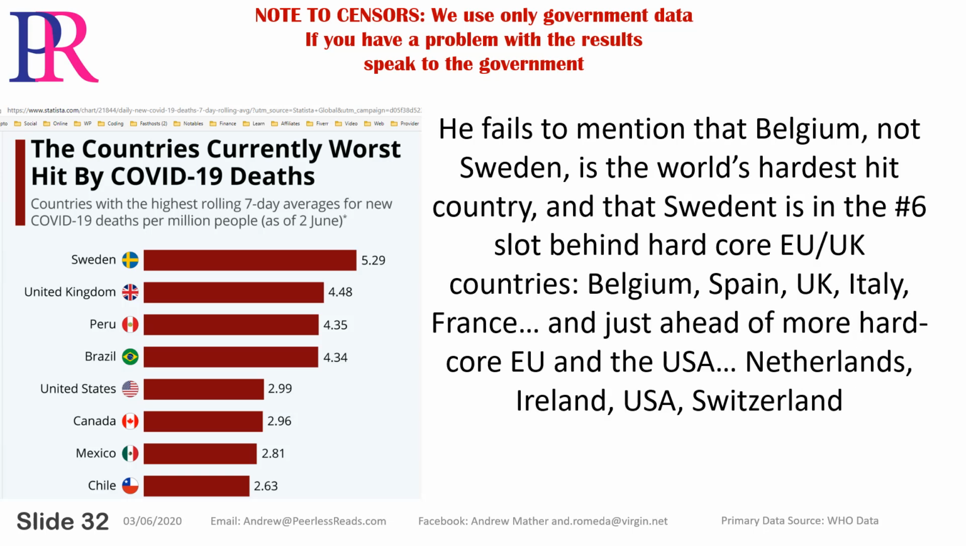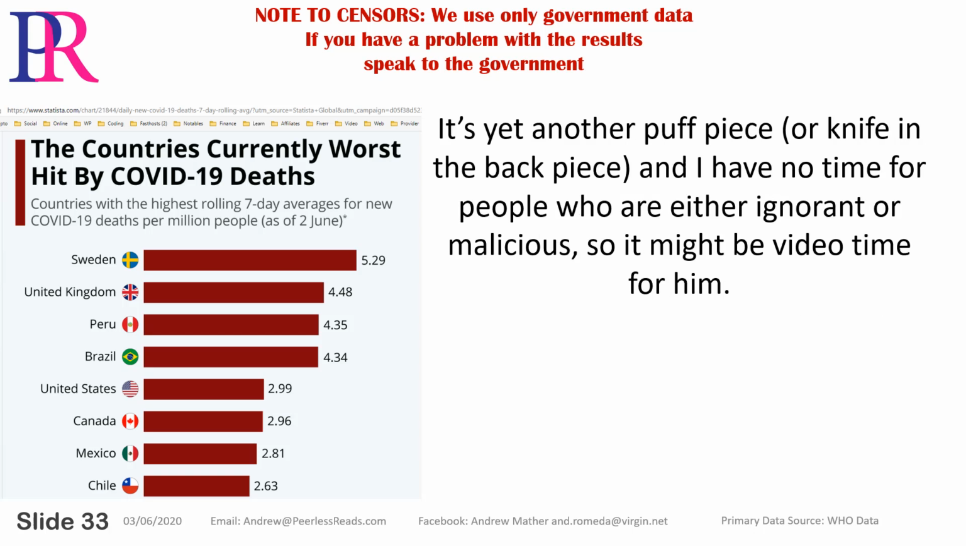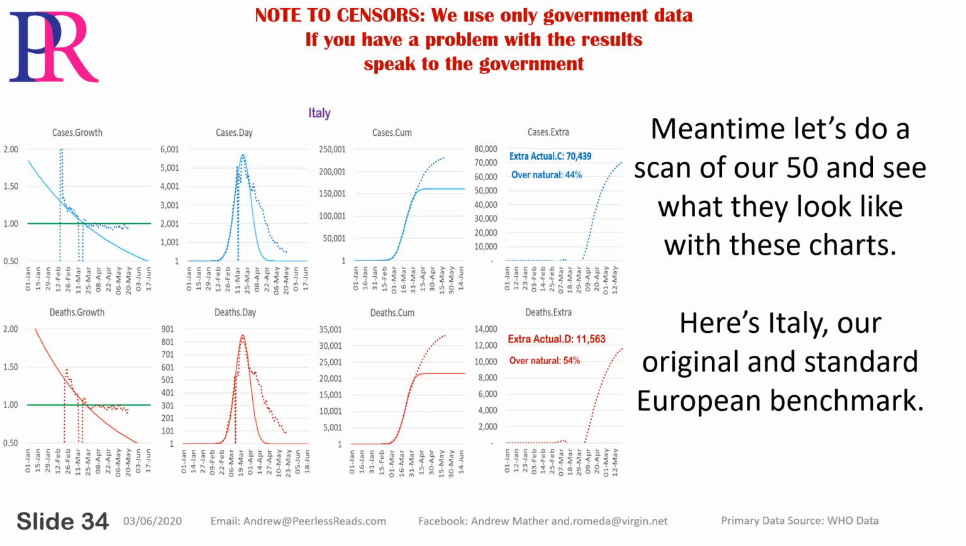He fails to mention that Belgium, not Sweden, is the world's hardest hit country, and that Sweden is in the number 6 slot behind hardcore EU-UK countries, Belgium, Spain, UK, Italy, France, and just ahead of more hardcore EU and the USA, Netherlands, Ireland, USA and Switzerland. It's yet another puff piece or knife in the back piece, and I have no time for people who are either ignorant or malicious, so it might be video time for him.